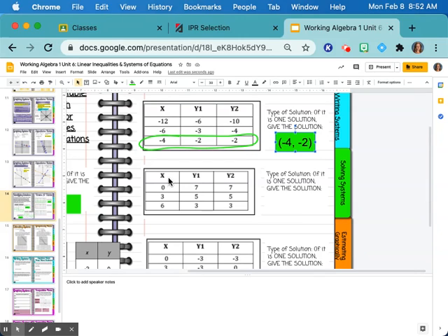Look at the next one. X is 0, Y1 and Y2 are both 7. X is 3, Y1 and Y2 are both 5. X is 6, Y1 and Y2 are both 3. So what does that mean about y1 and y2? Parallel would mean they never intersect. Do these? They're the same equation. It's the exact same equation. So what is it? Infinitely many solutions. Yep. Good job. Same exact equation.